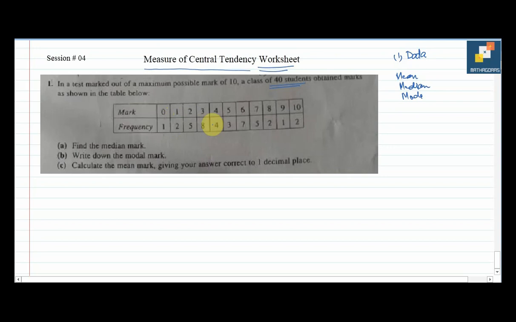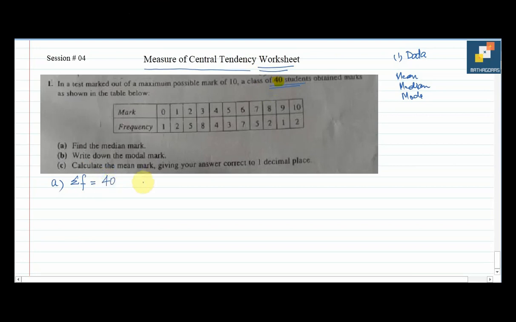Find the median mark. So in our last class we had attempted some median examples of group data. I'm sure that you all are aware of how to find the median of group data. So the first thing, to find the median, we need to find the value of summation of frequency, right? As it is already given in the question, its value is 40. So the summation of frequency is 40.